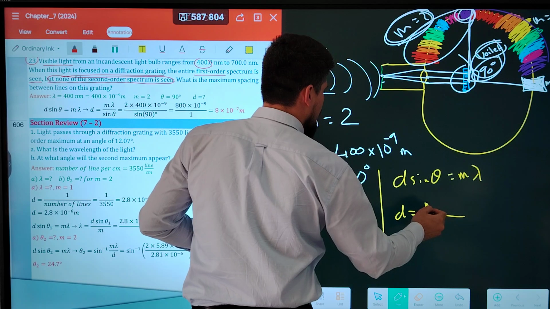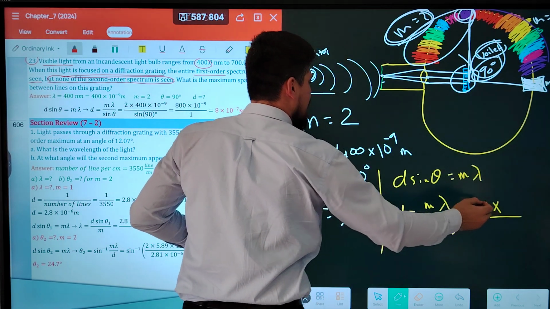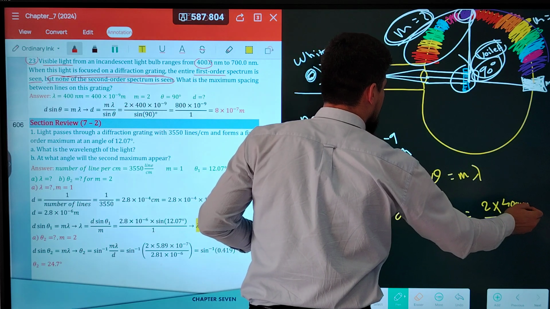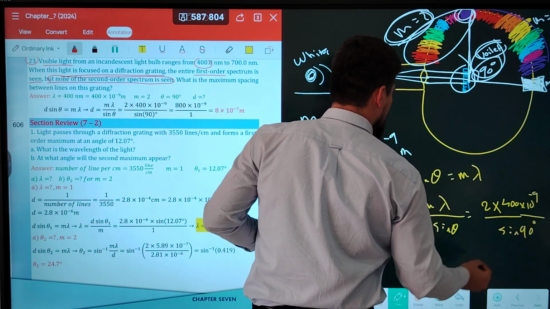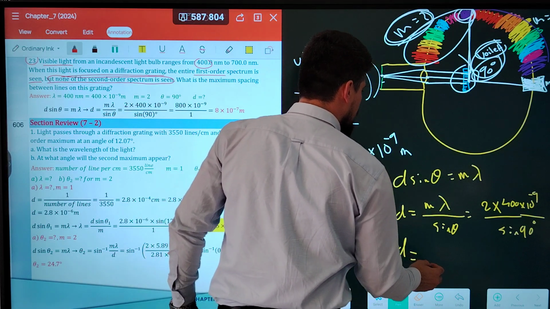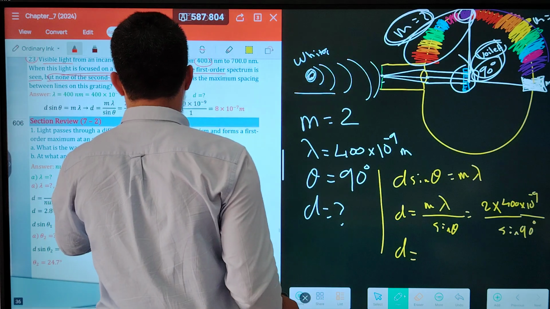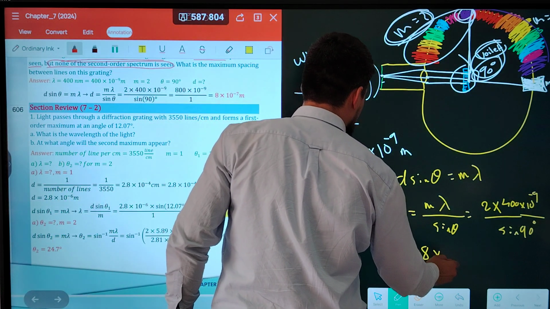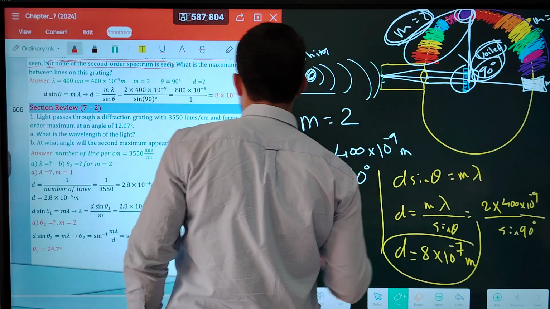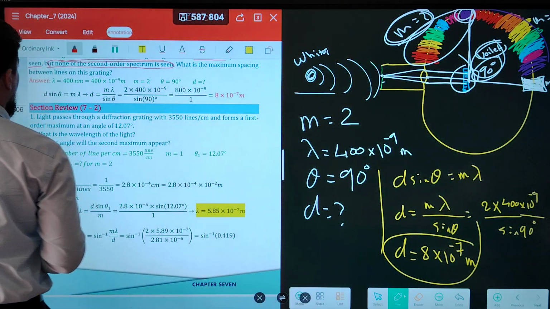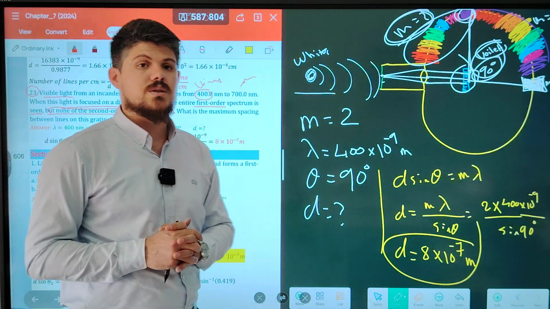D is equal to what? m lambda over sine theta. m is 2, lambda 400 times 10 to the power negative 9 over sine 90, which is equal to 1. D is equal to 2 times 400, 800, and 8 times 10 to the power negative 7 meter. This is D. Okay? Guys, we solved all questions in the diffraction grating section 2, chapter 7.